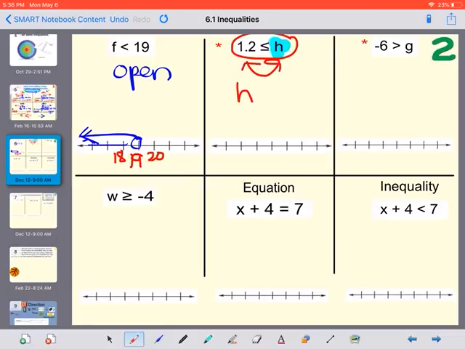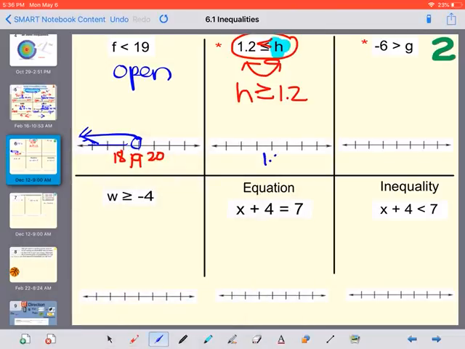So if I flip-flop it, h and 1.2, we also need to flip the symbol because right now our alligator or our symbol is eating the H, so if we flip it around, it still needs to eat the H. And we have the equal to. So if we're flipping the equation around, we also are flipping the symbol to keep it reading the same way.